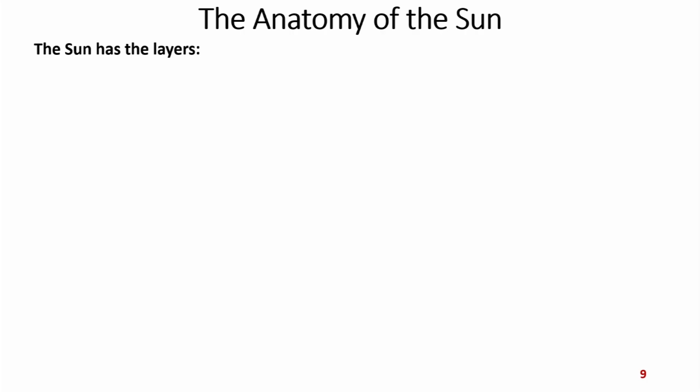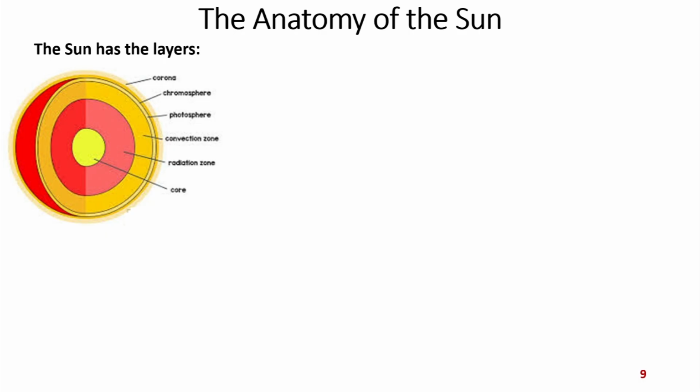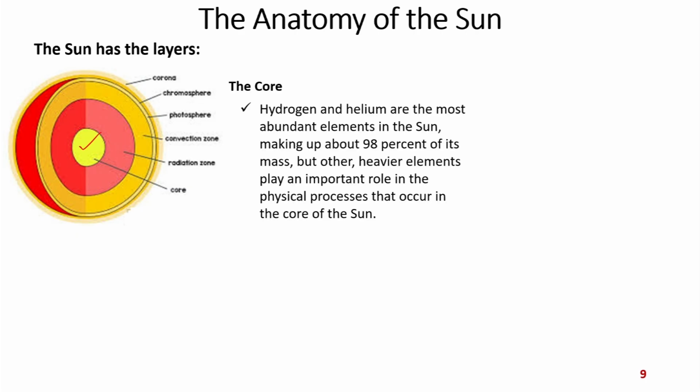So, now let us see what is the structure of the sun, what is inside the sun. Basically, the sun consists of so many layers. The first one is the core. The core mainly contains hydrogen and helium, making about 98% of the total mass, but other heavier elements like iron and these things are also there. They play an important role in the physical processes that occur in the core of the sun. Physical process means basically nuclear fusion happens. We will come to that in the subsequent slide.